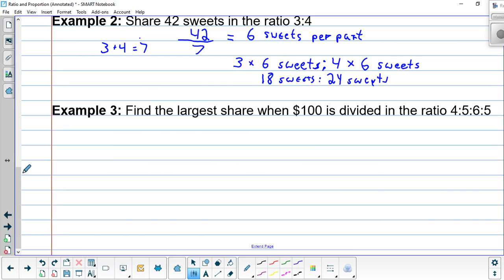Moving on to our next one, find the largest share when £100 or $100 is divided in the ratio 4 to 5 to 6 to 5. So, a little bit bigger number for our total parts, but it doesn't matter. So total parts equals, and add together all the parts of our ratio. It doesn't matter how many parts we have, we're just still going to find it the same way. So you get these 4, 5, 6, 5 numbers in a ratio, it doesn't matter. And so that's 20 parts total.